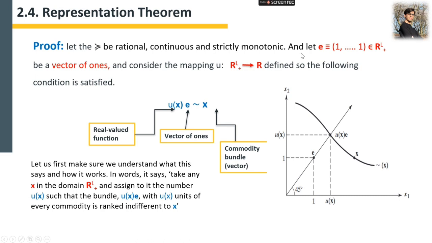And let e be a vector of ones in R^L_+. Consider the mapping of a function u from the L-dimensional non-negative real numbers to real numbers, defined so that the following condition is satisfied: u(x)e is indifferent to the consumption bundle x. Maybe one question will be raised: why do we need this vector e, which is just a vector of ones?